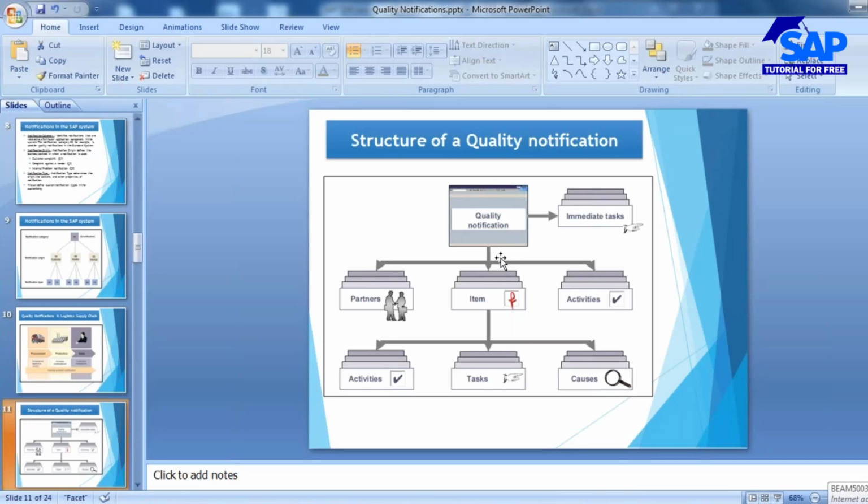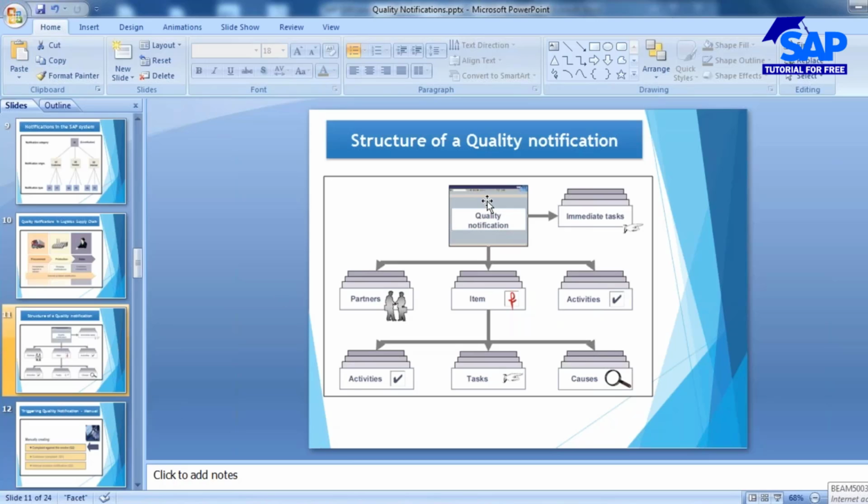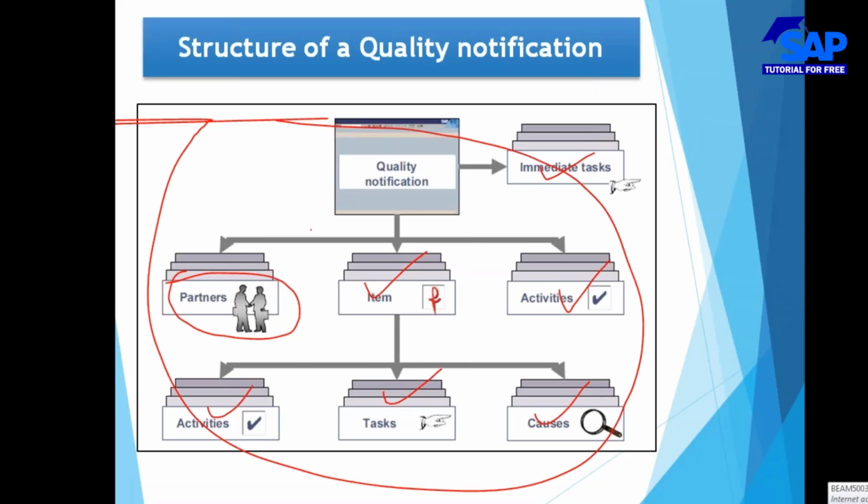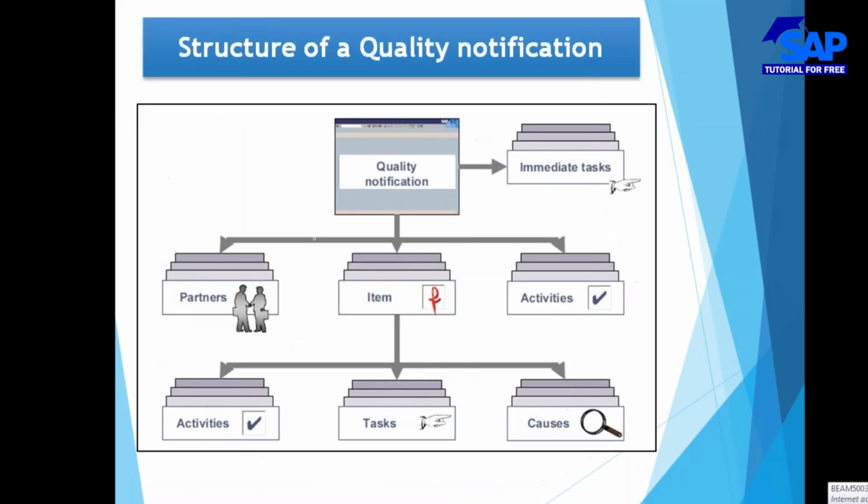So this is the structure of a notification. In the structure of the notification, you will maintain all this data. What is the item, what is the issue, what activities have to be performed, who are the responsible partners, all those things you will maintain in the partners, and what immediate tasks you are going to perform, and what tasks you actually performed, and what were the causes, and then what activities you performed finally. Those things you will be maintaining in the quality notification. This is how the structure of a quality notification looks like.